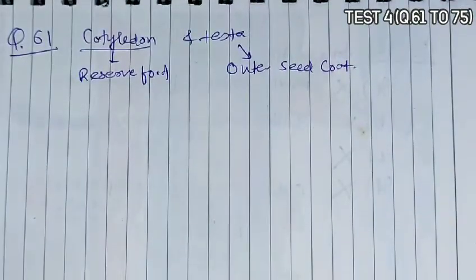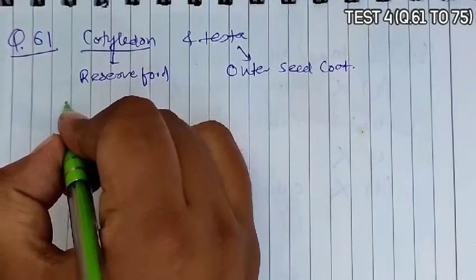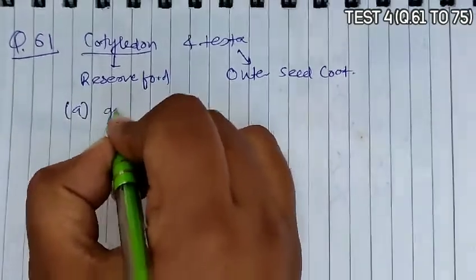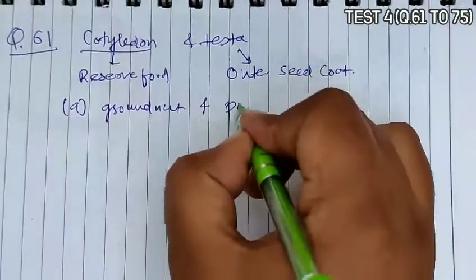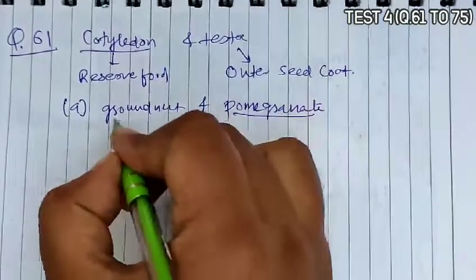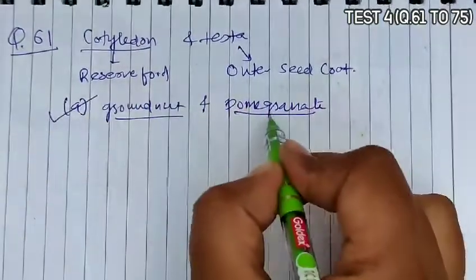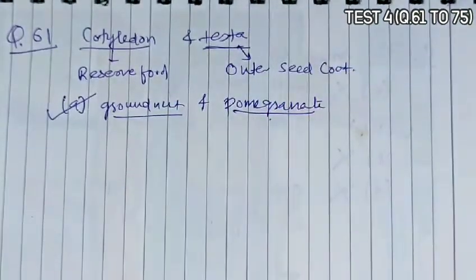Now both are edible in case of seed, so option A is correct, that is groundnut and pomegranate, because in both seeds are edible. Specifically in pomegranate, the outer testa is edible, which is juicy.